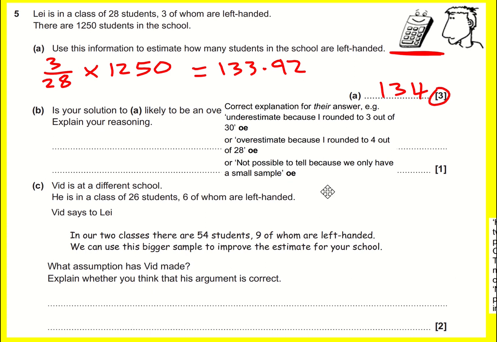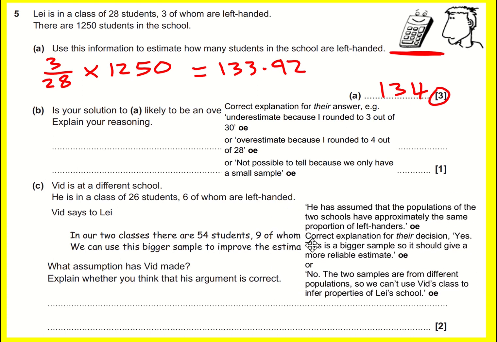Okay, another one to really make you think. Well, here we go. There's lots of possibilities here. Okay, the key thing is that he's assumed that the populations have the same proportion of left-handers. We don't know that's going to be the case, but that's the assumption being made.